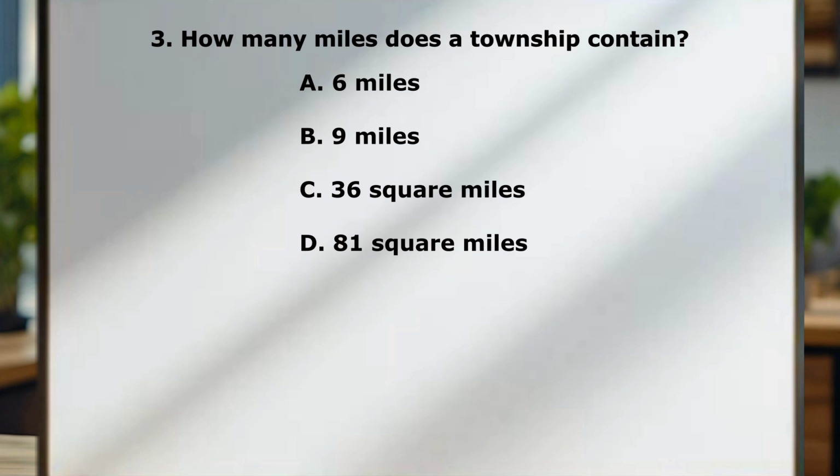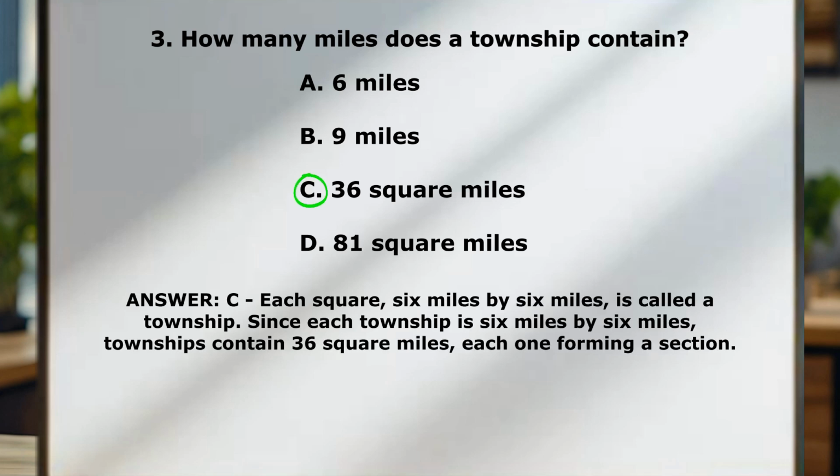The answer is C. Each square, 6 miles by 6 miles, is called a township. Since each township is 6 miles by 6 miles, townships contain 36 square miles, each one forming a section. I hated these questions, and that's why I included this. So this one's just one you've got to memorize. All right, question number 4.